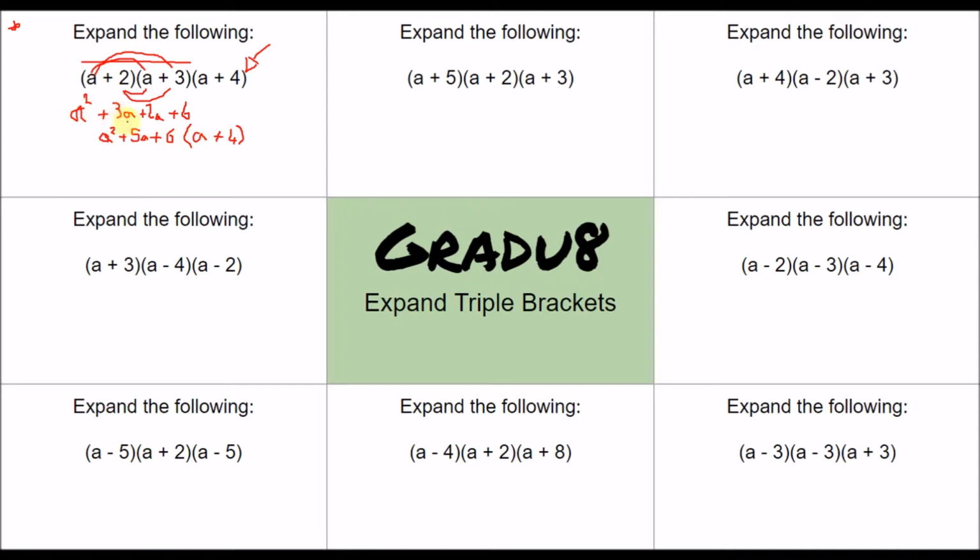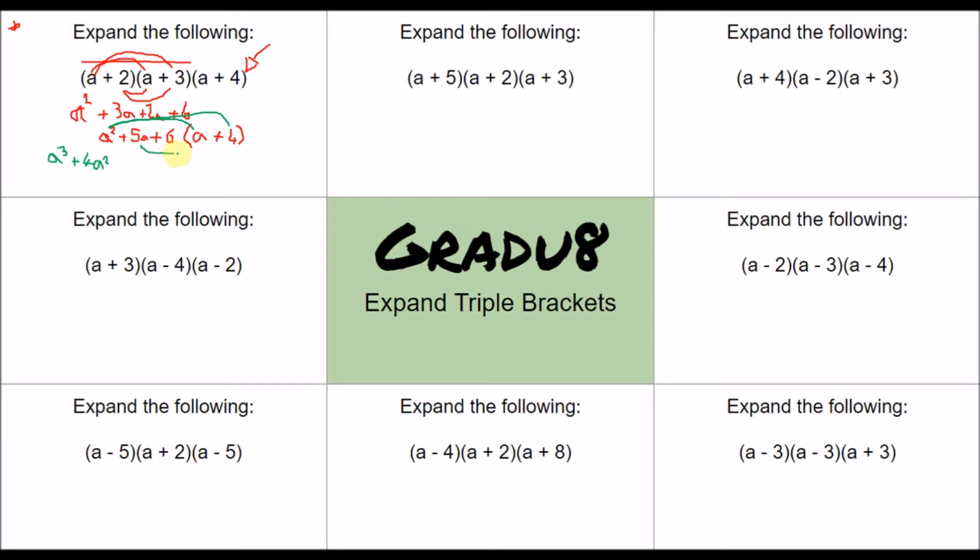So just like you've done with double brackets, draw your arrows, take your time, and then we'll see what we get. So a squared is going to times by a, and that's going to give you a to the power of 3. You're then going to do a squared by 4, and look how messy this is getting already. Okay, so a squared times by 4 is going to be 4a squared. So that means you've done a squared by both of these things.